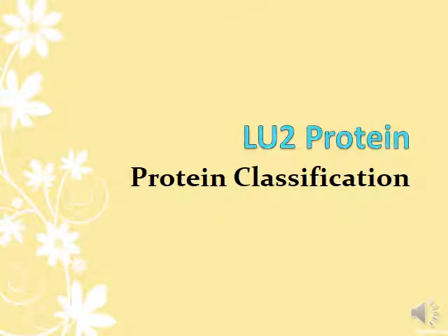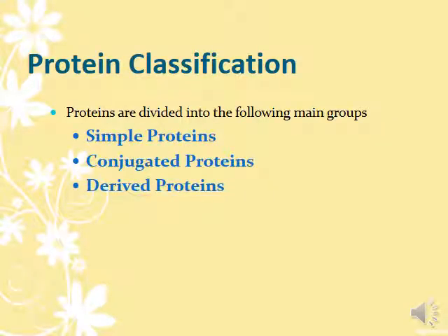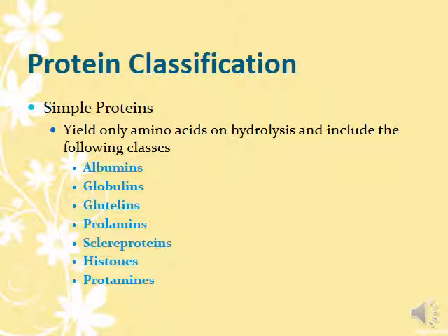Okay, we will continue with the third part of protein, which is protein classification. Proteins are classified into three main groups: simple proteins, conjugated proteins, and derived proteins. Now, what is simple protein? Simple protein is when protein is hydrolyzed, the products of protein hydrolysis are only amino acids. Examples of simple proteins are albumin, globulin, glutelin, prolamins, scleroproteins, histones, and also protamines.